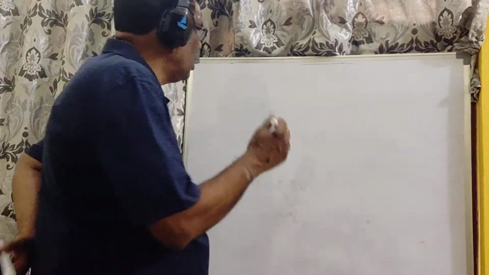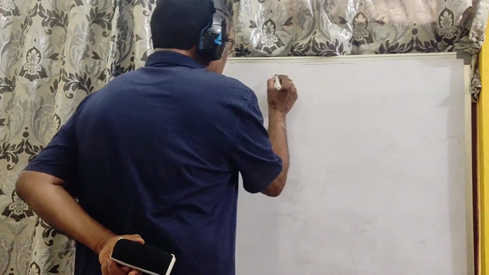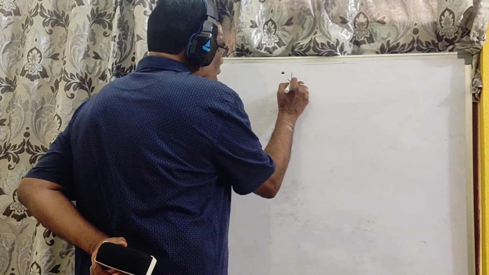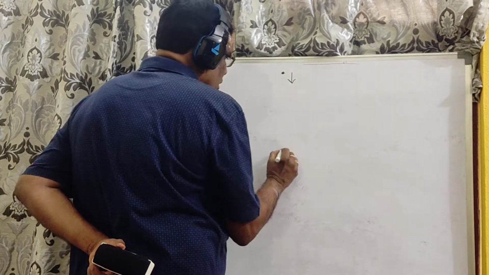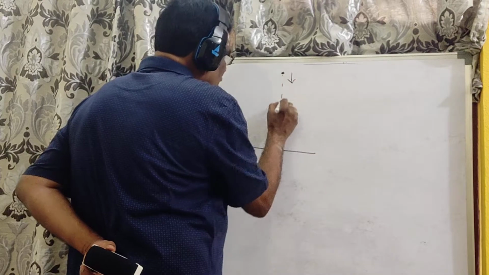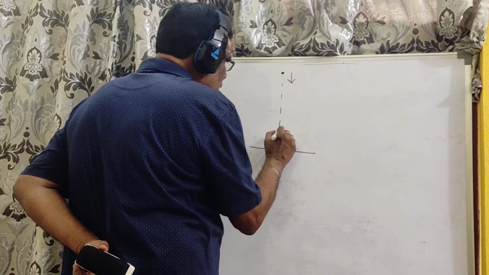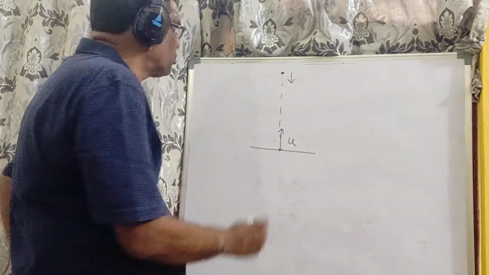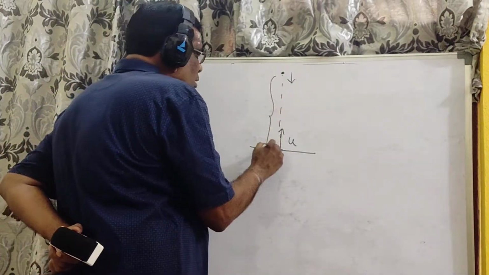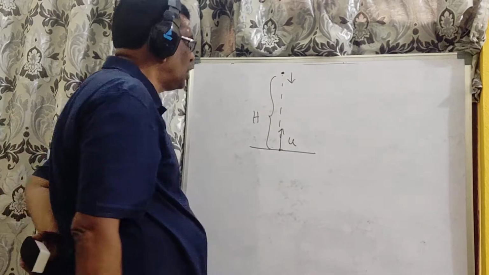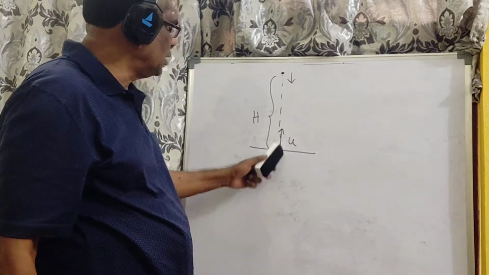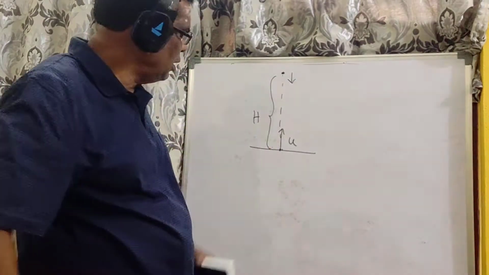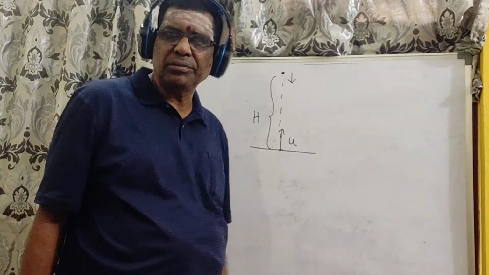All right. Now you see another model that I give you. Here a body is dropped, and simultaneously along the same line another body is projected up with velocity u. So the body is dropped from a height h, and the other is projected up with u. As usual, when and where do they meet?